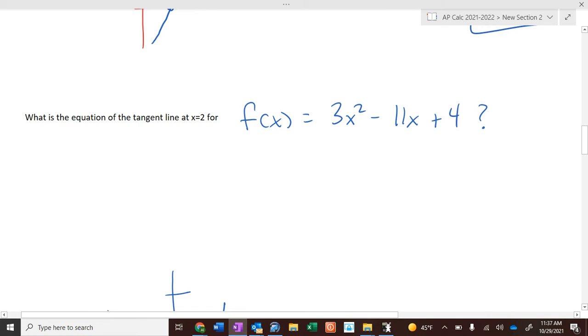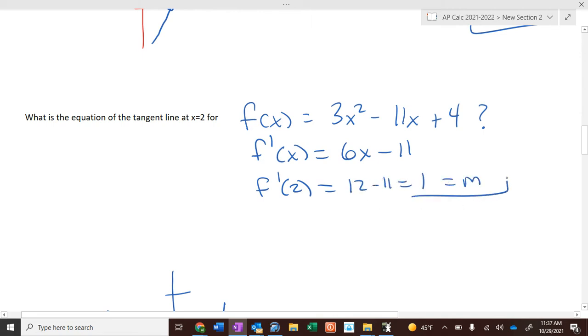What's the equation of the tangent line at x equals 2 for this function? Oh, this is when you make the y minus y1 equals slope times x minus x1. You gotta do the derivative though. Do the derivative. The first derivative at 2 is the slope. That's the slope.